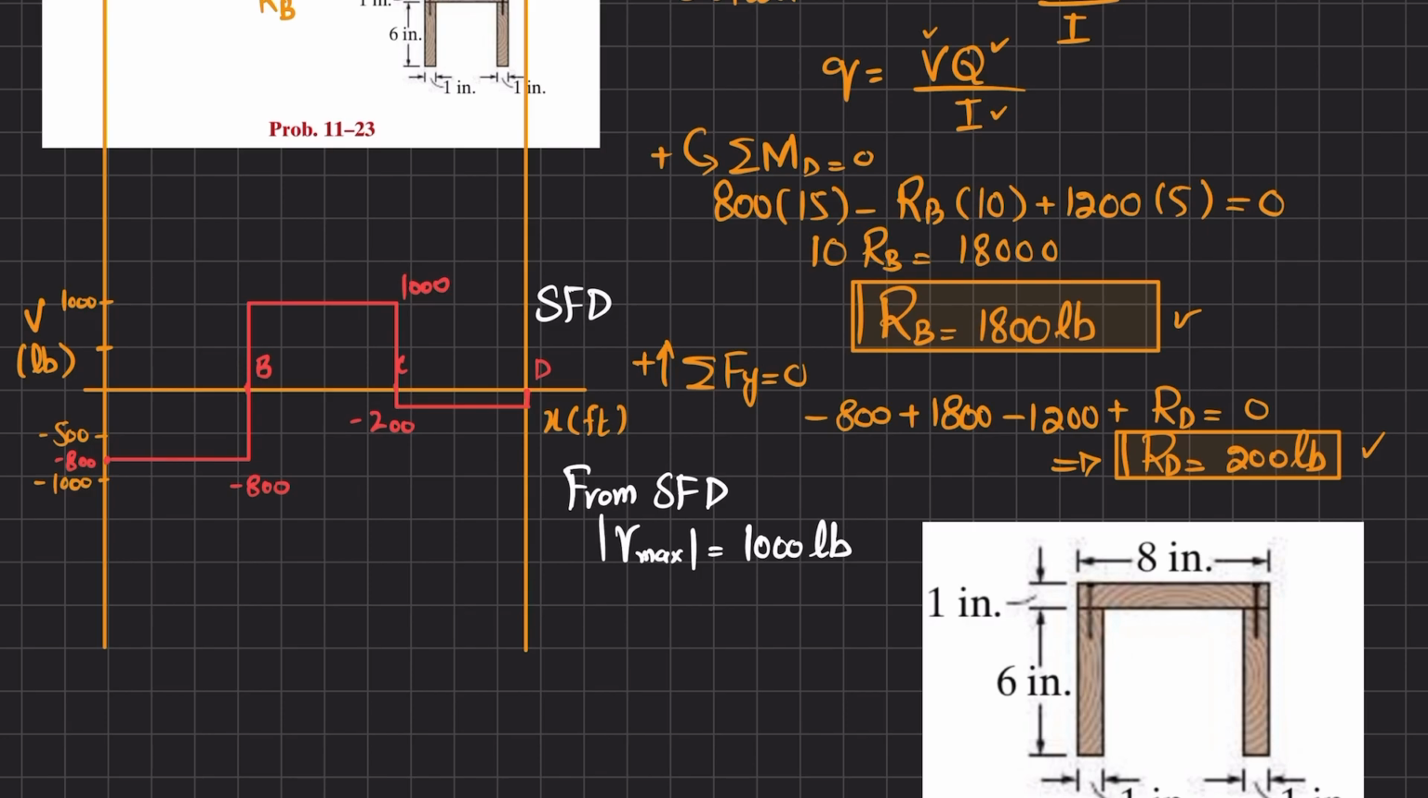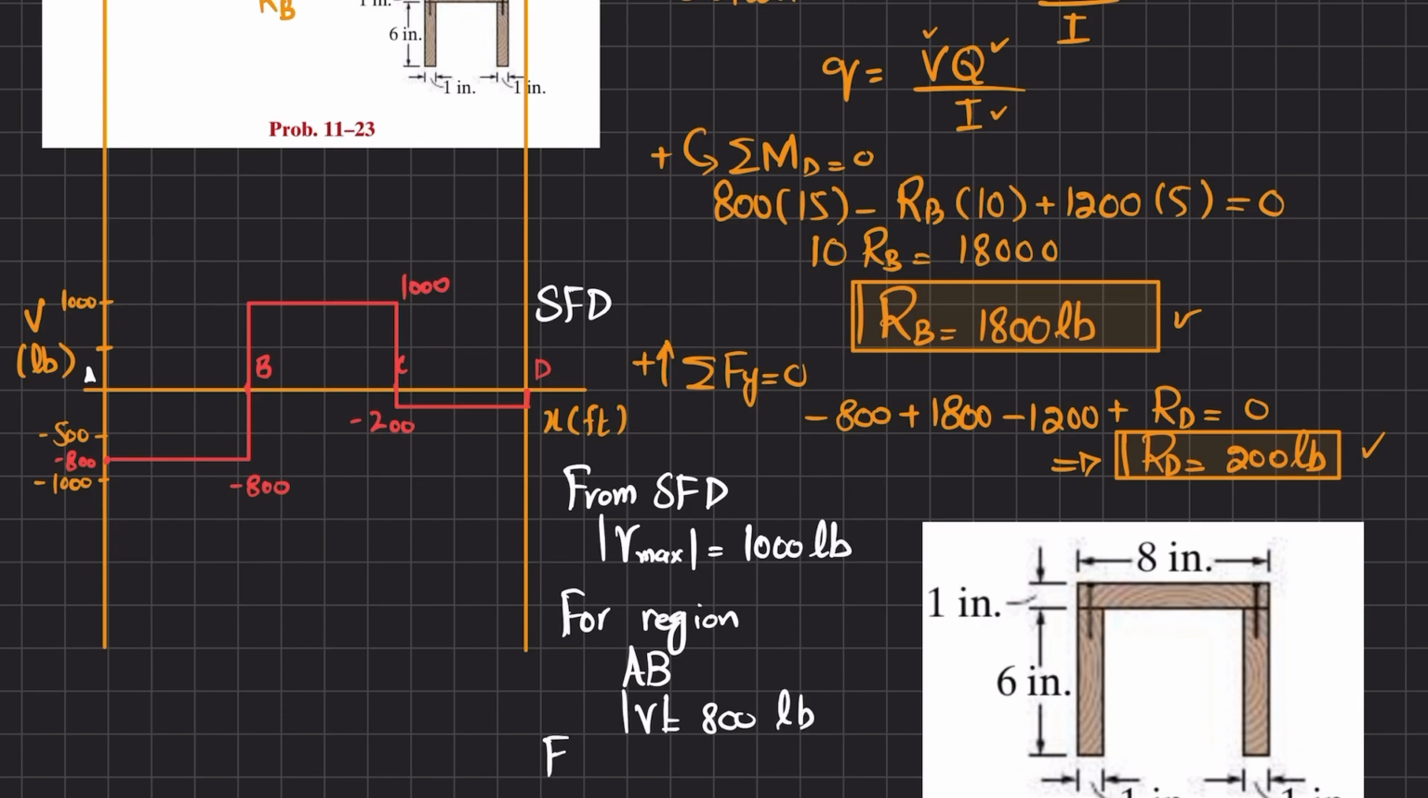Okay. As we are talking about the regions, I will also define the shear force for region AB. This is point A. For region AB, the shear force absolute value is 800 pounds.